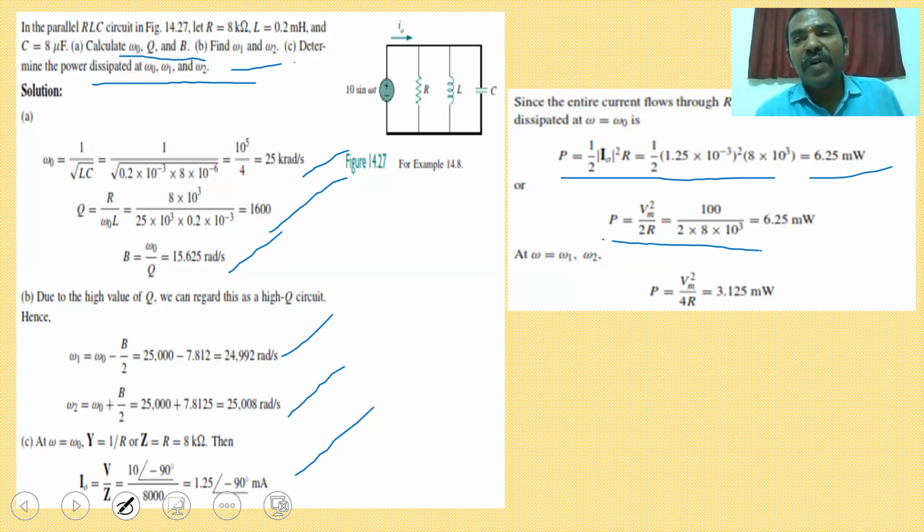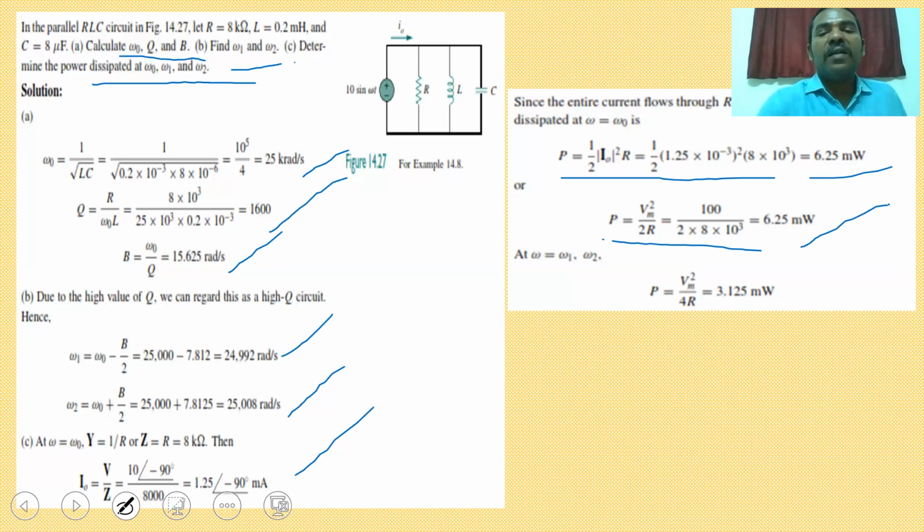So generally the power can be represented in terms of voltage, V squared by R. At resonance with peak values, it means V squared divided by 2 times R. So here also by substituting the magnitude value 10 squared divided by 2 into 8 into 10 power 3, we are getting 6.25 milliwatts only.